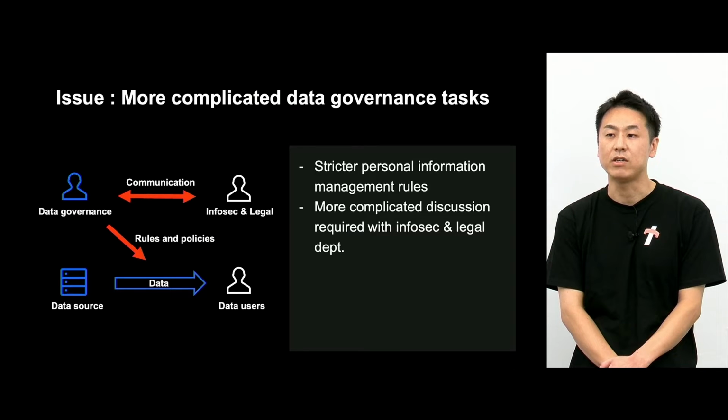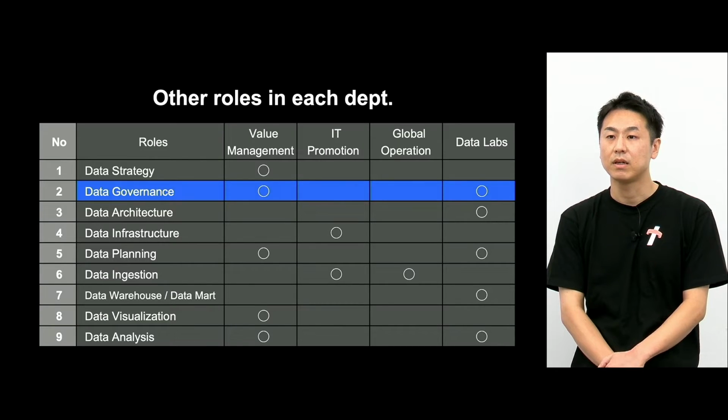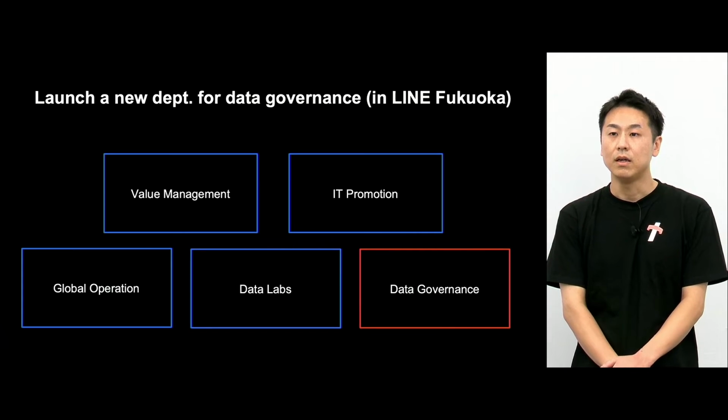In addition, based on the increasingly complex rules, the contents of consultation with information security and legal affairs have become more specialized. And on the other hand, under the current structure of the BEAM project, data governance is shared by the value management team and data lab, each of which also has a separate role. Therefore, we believe it will be difficult for value management and data labs to continue to have the data governance role while still having their other roles in the future. That might become the bottleneck.